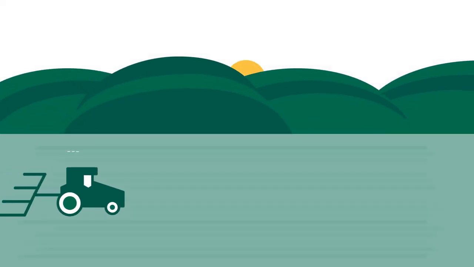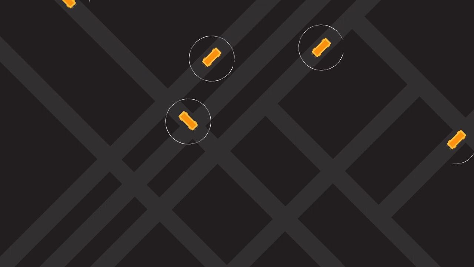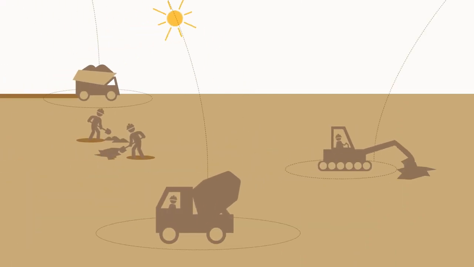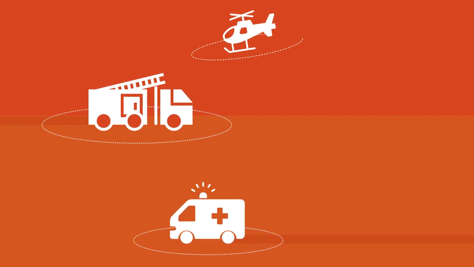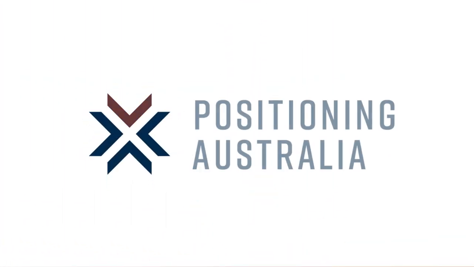What does this mean for everyday life? There are thousands of applications that rely on knowing the precise position of people and objects. From a farmer's tractor applying fertilizer, navigating city transport systems, tracking personnel and equipment for safer construction, or coordinating emergency services rescue efforts. Now, at the touch of a button, you can get to where you need to go.